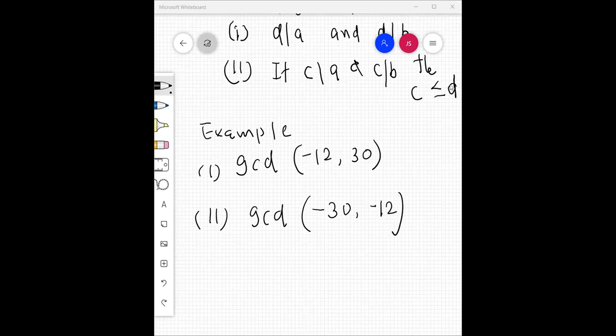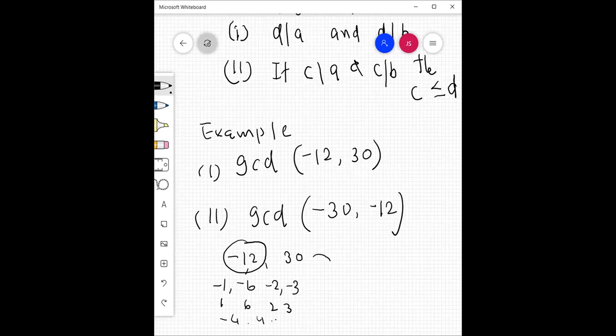Yeah, some say 1, some say 6, yeah, some say 6. Yeah, the answer is, for both of them, 6. Why? Of course, what are the common divisors of minus 12 and 30, right? The negative ones are also common divisors. For example, minus 1, minus 6, minus 2, minus 3, and so on. And also 1, 6, 2, 3, right? Those are common divisors of this one. Also 4 and minus 4. Those are the common divisors.